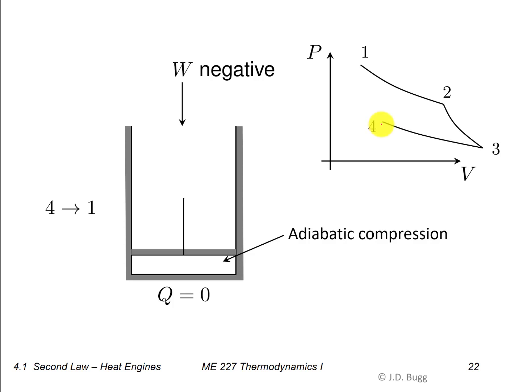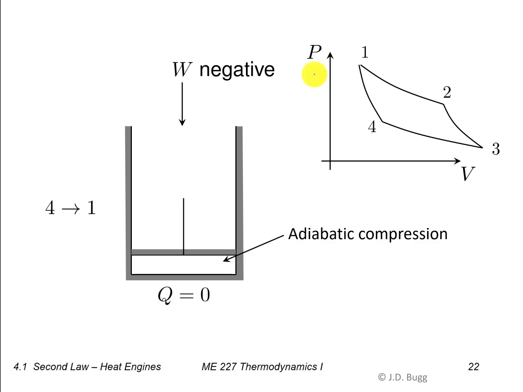And that takes us from 4. We're compressing adiabatically, so the temperature will increase as the volume decreases, and we go back to 1. So notice we have now completed a cycle. Those 4 processes acting in that order form a cycle. So now we have a machine that can run continuously. It could just repeat this over and over again, and it's continuously converting heat into work.